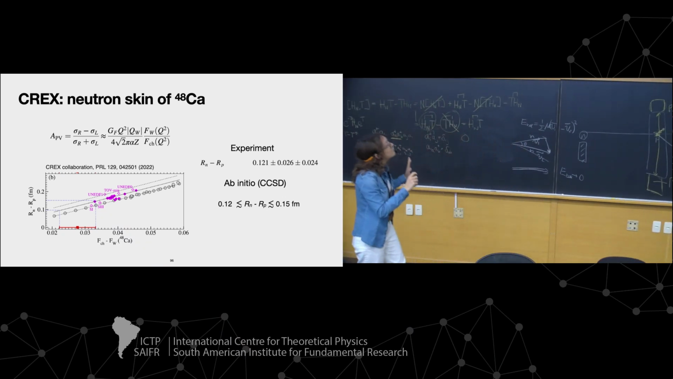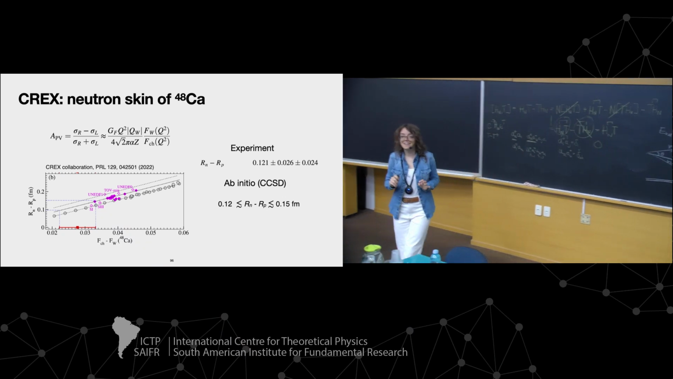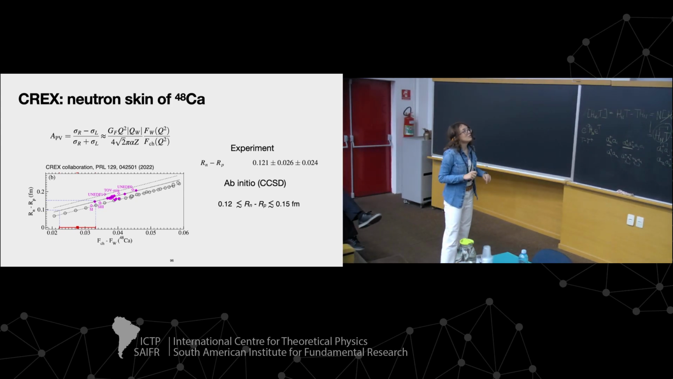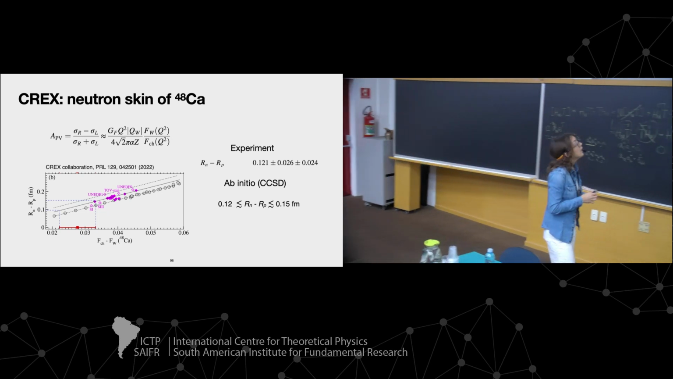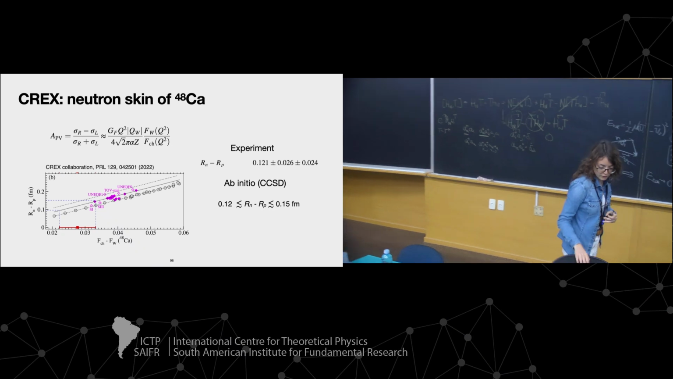But let's say, at the moment, it is considered as probably one of the most reliable ways of extracting the neutron skin. And so from the experiment, we actually get that the neutron skin is around 0.12 fm, which is actually in very good agreement with ab-initio data. So we actually get that the neutron skin of lead is kind of lower.